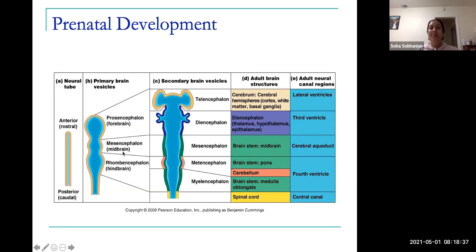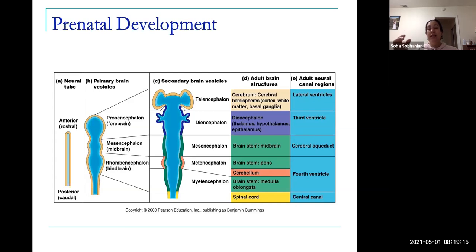Mesencephalon, which is known as midbrain, kind of self-explanatory, gives rise to the midbrain portion of the brainstem, which was the middle section, sorry, the first part of the brainstem. And then anything else that is left over is associated with your rhombencephalon, which is pons, medulla oblongata, and your cerebellum, which was that chunky part in the back of your brain. And then again, notice that the continuation of the neural tube becomes your spinal cord.